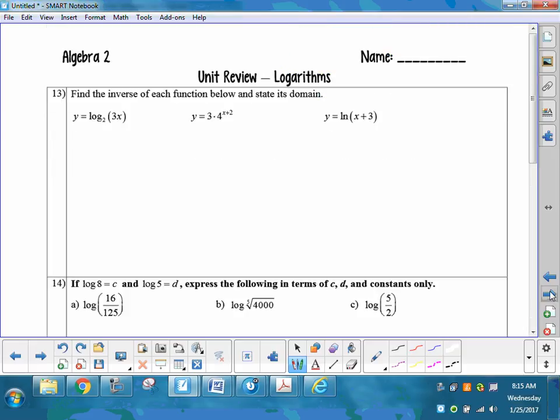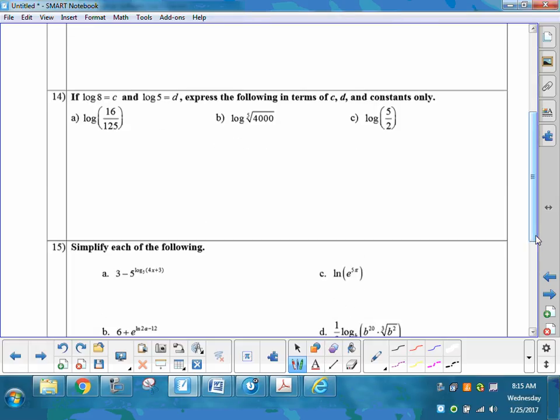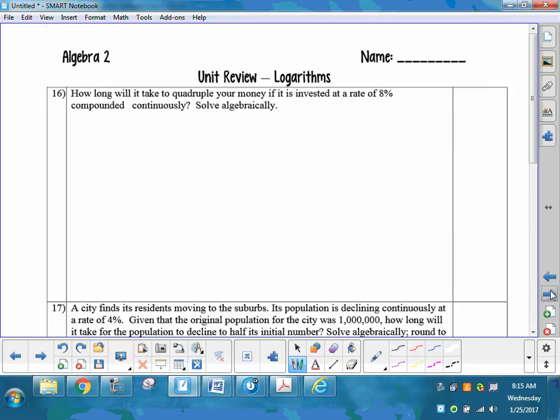More of the same. Some more. Take a look at 16. How long will it take you to quadruple your money if it's invested at that rate, compounded continuously, solve algebraically? I'm going to ask you this. What formula do you need to know to start off 16?